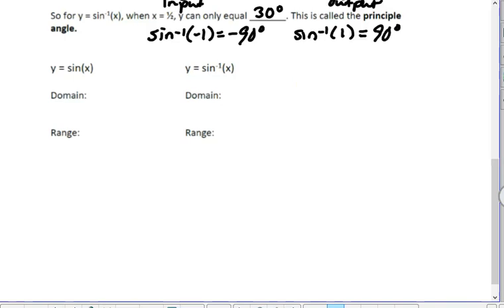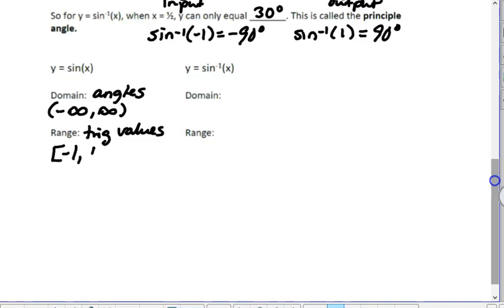Now let's go ahead and talk about the domain and range of the sine graph. So if you look up on your notes to the first graph on the left, the regular sine graph, you'll see that the domain is the angles. And we can have any angle. That can keep on going forever. So we can go from -infinity to +infinity with our angles. The range are the trig values, the sine values, opposite over hypotenuse. And they can only go from -1 to 1 because the opposite side can't be bigger than the hypotenuse.